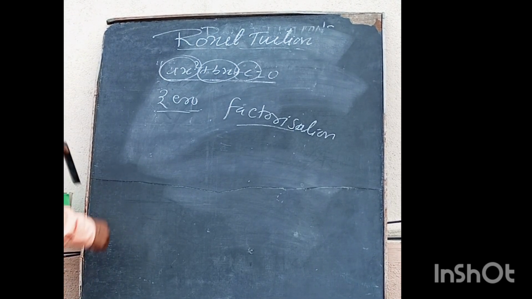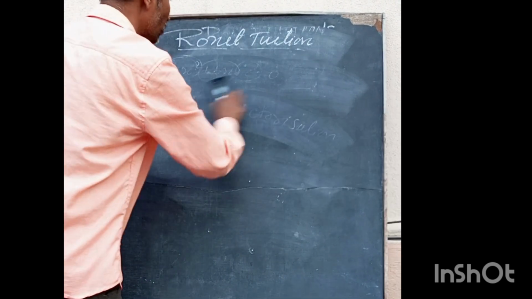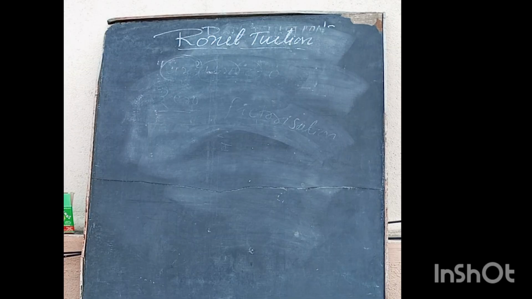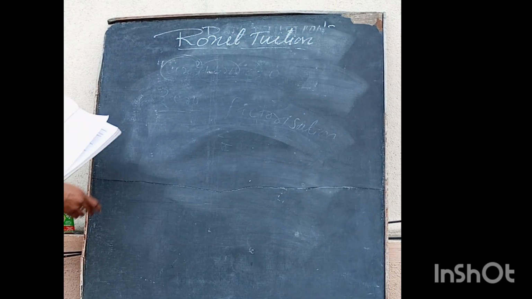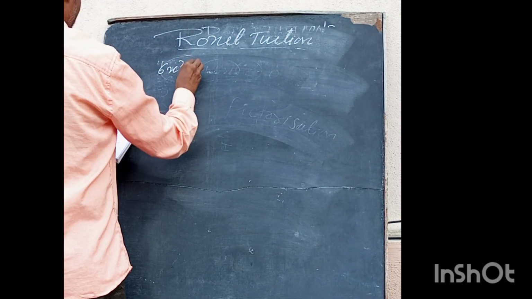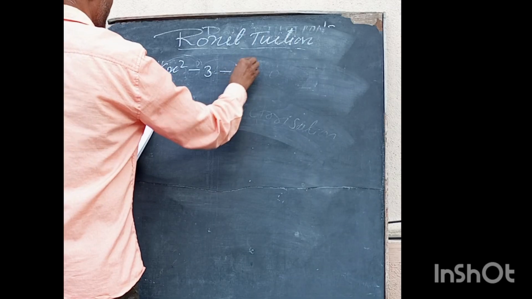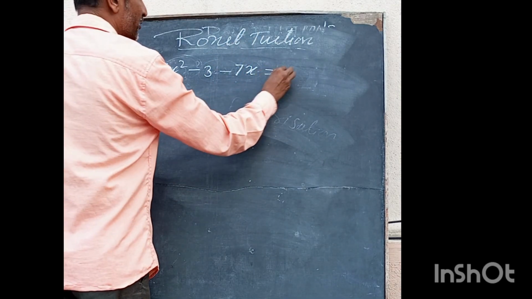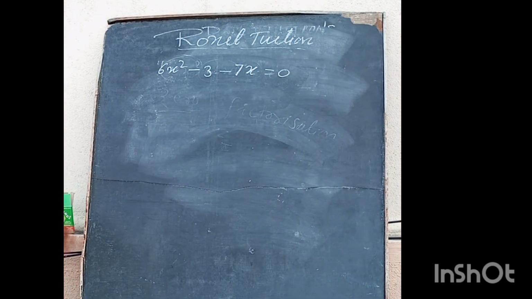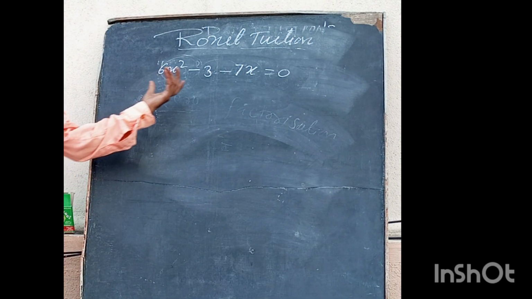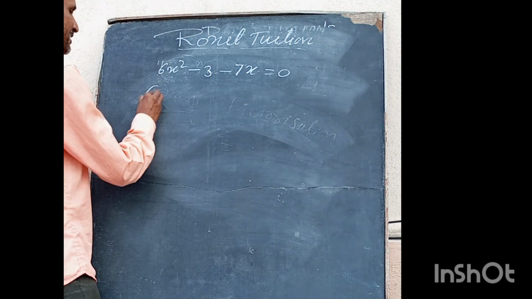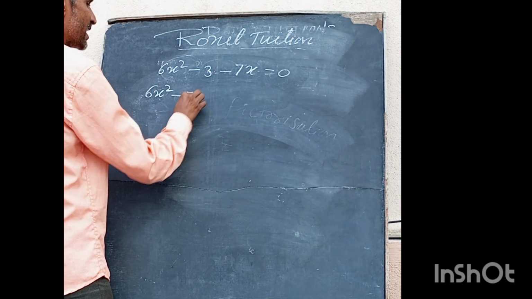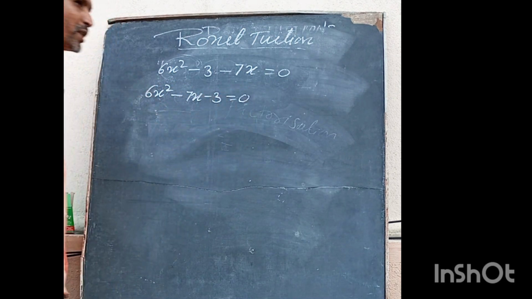Now we are taking some examples of that from the textbook. How to find it again? So here the question is given: 6x square minus 3 minus 7x. This is a quadratic polynomial. If I write it equal to 0, then it becomes a quadratic equation. Now first of all we have to write it in the standard way. 6x square minus 7x minus 3 is equal to 0.